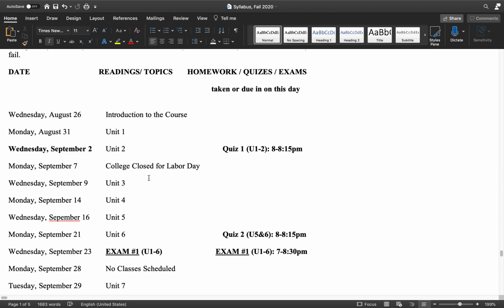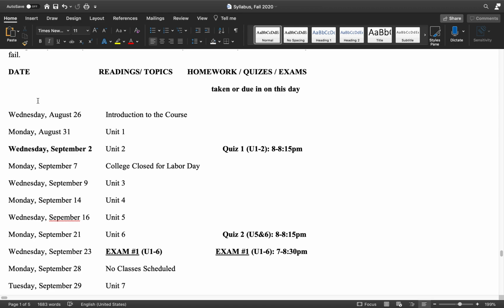Don't fall behind so much that before the exams and the quizzes you have to cram it all in at the last minute. You're of course welcome and encouraged to run ahead of the schedule. That's fine. But the only real dates which you need to take good note of are the dates for the quizzes and the exams, right? So be warned that pretty soon, Wednesday, September 2nd, you have your first quiz, right?